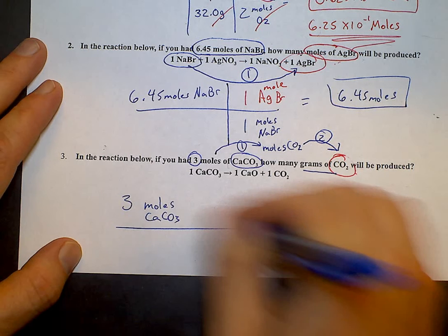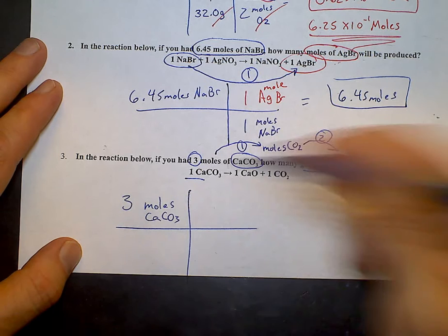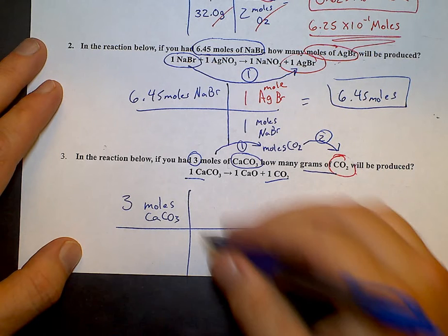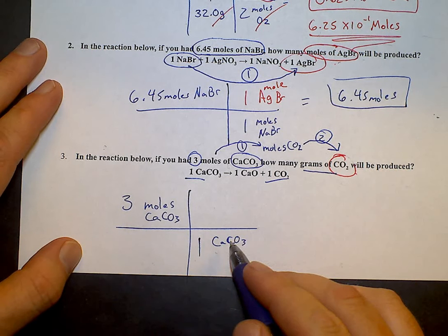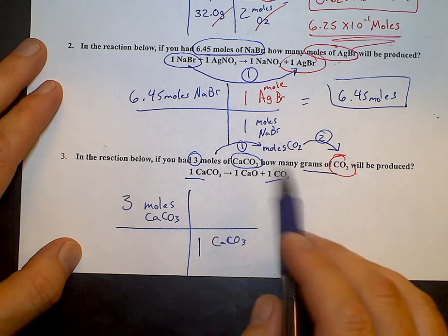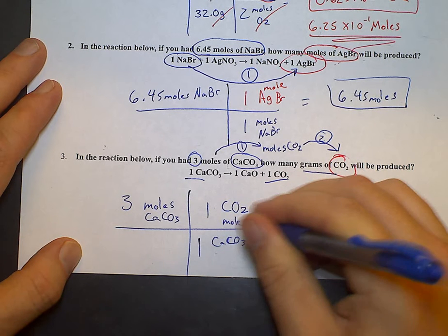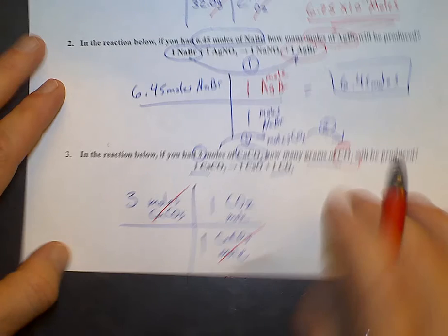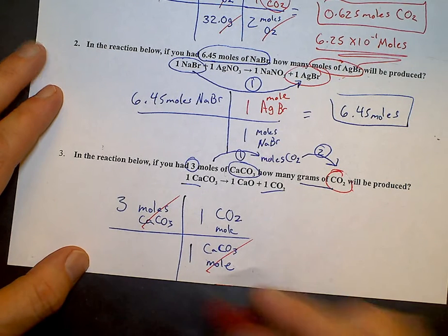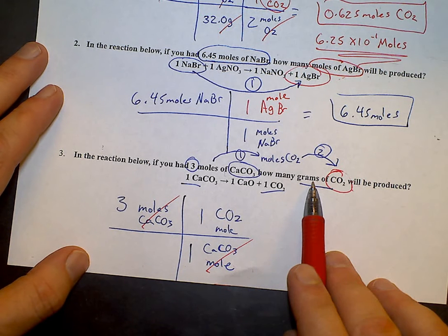Now we look at our ratio. We have a 1 to 1 ratio. This is easy. 1 CaCO3. That's how many we need. One of these to make one of these. 1 CO2. Mole. Mole. If these cancel out, this will tell us that we'll produce 3 moles of CO2, which is awesome. But we want to know how much it weighs. So now we need molar mass.